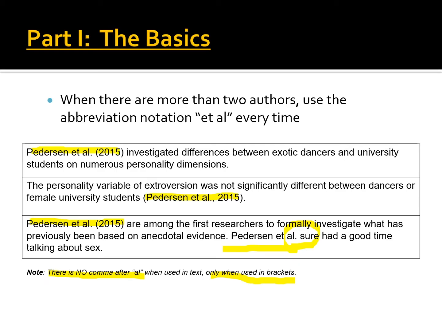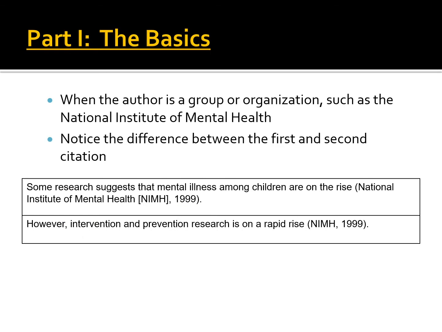Take note, there is no comma after al. when it is used in text, only when it is used in brackets. So for instance, up here we have Pedersen et al. 2015. Notice there is a period after al., but there is no comma. Whereas in brackets, Pedersen et al., like here, we do have to provide the comma to separate the authors from the year.